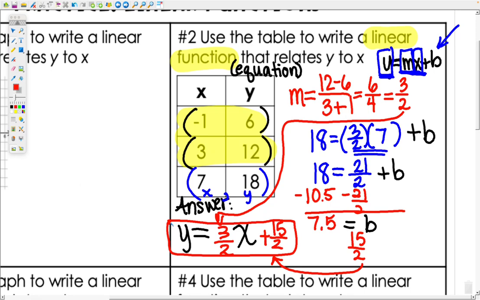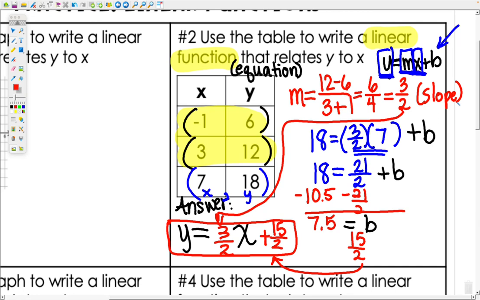Solving for b gives you the y-intercept. We already had the y, and it's a 3/2. The 3/2 is the m. See, right here, the 3/2. This is my slope. So that's my slope. The b is the y-intercept.